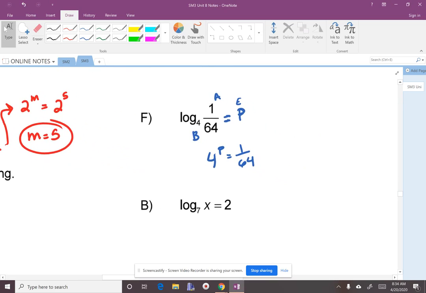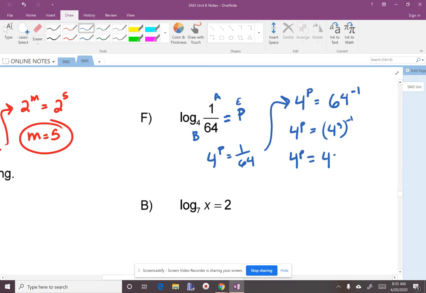And just like the 8.1 assignment, I need to make the bases the same. I can't ever go bigger, so I'm going to have to go smaller. I'm going to try to make it say 4 to something equals 4 to something else. First I'm going to write this as 64 to the negative 1 power, because I'm going to flip it since I don't like fractions. Then I need to figure out what 64 is with a base of 4. 64 is 4 to the 3rd power, so 4 to the 3rd to the negative 1. So I get 4 to the p equals 4 to the negative 3, so p equals negative 3.